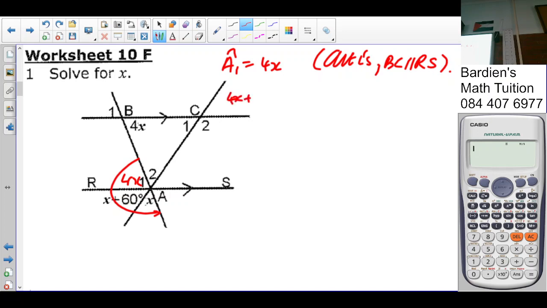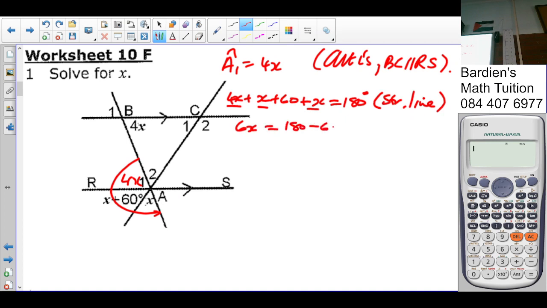4x plus x plus 60 plus x equals 180. Why? Angles on a straight line. So that's going to give us 6x equals 180 minus 60, which is 120. So divide by 6 both sides, so x is equal to? You all okay with that? Any confusion here?